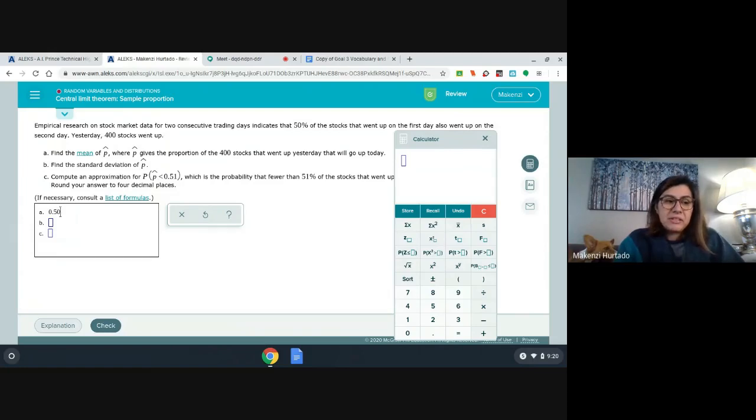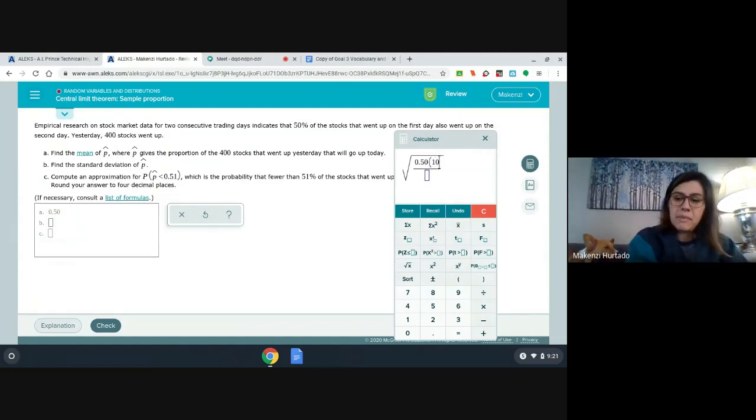Find the standard deviation. So standard deviation is going to be the square root of P, which is 0.5, times 1 minus P over N, which is 400. So P, 1 minus P over N. And we get 0.025.